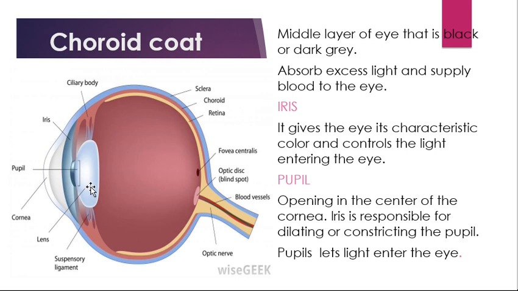The constriction of the pupil in bright light reduces the amount of light entering the eye, whereas the dilation of the pupil in low light lets more light enter the eye. The pupil dilates in low light so that more light can enter the eye and vision can be produced. If there is excess light, then the pupil constricts so that only the amount of light which is required should enter the eye. Otherwise, it would damage the eye.